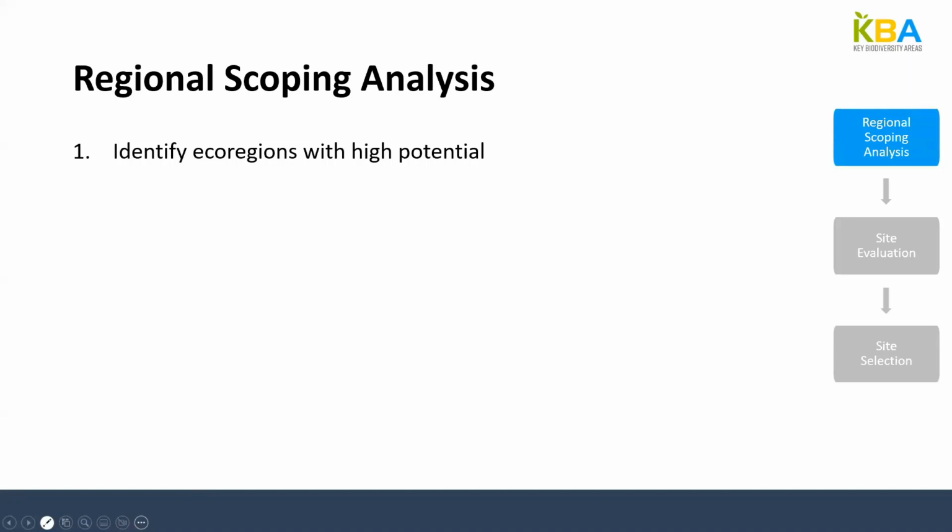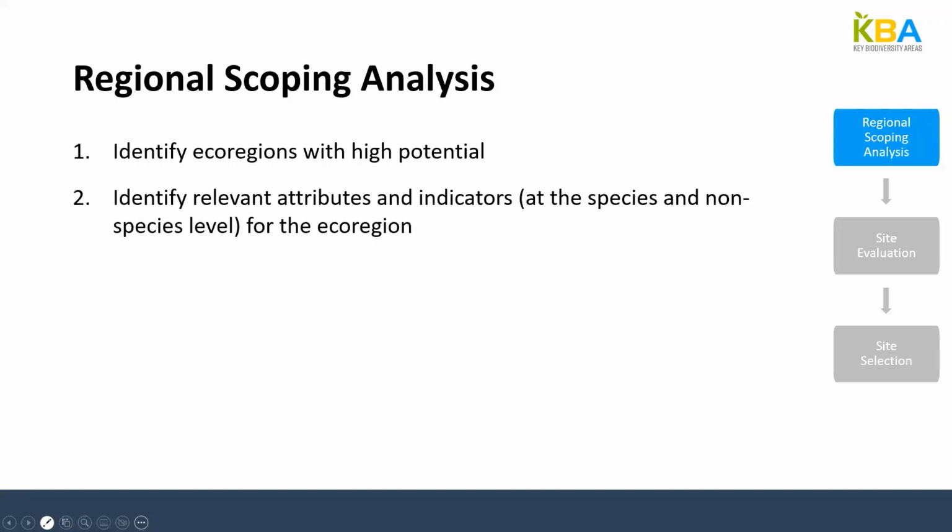So in the regional scoping analysis stage, you will first need to identify ecoregions that have high potential of having a site with high ecological integrity. Once you've identified the ecoregions with high potential, you will need to identify relevant attributes and indicators at the species and non-species level for the ecoregion.